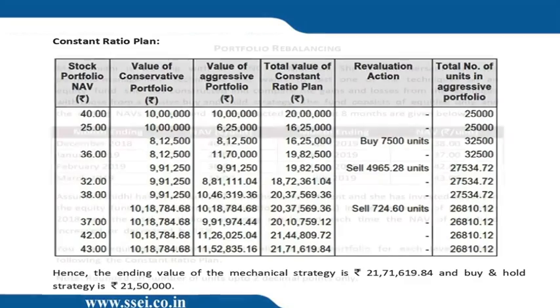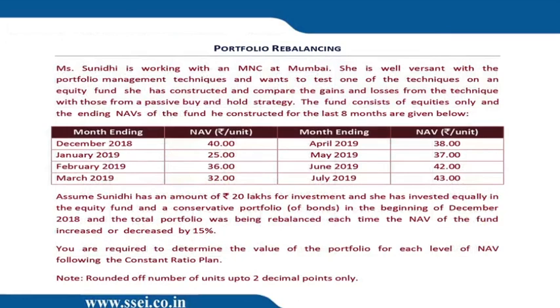Let me get to the question once again. In the question, you have to rebalance at 36. Now what is 15% of 36? It's 5.4. But 36 to 32 is not 5.4, so do not rebalance at 32. Just revalue at 32. Now what is 15% of 32? It's 4.8. So 32 to 38, it breaches 4.8. So at 38, you will rebalance.